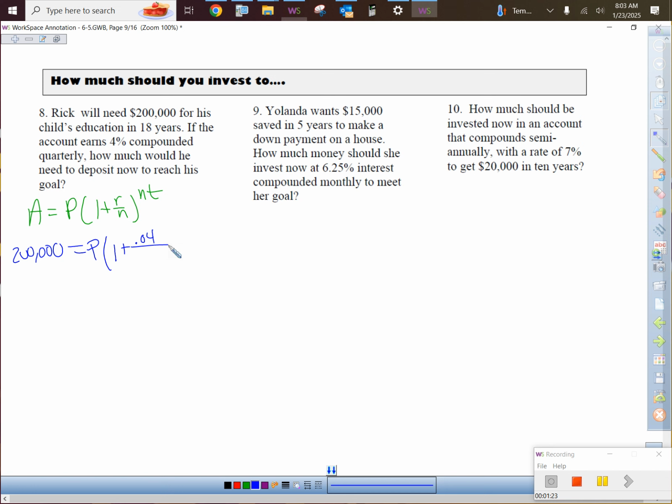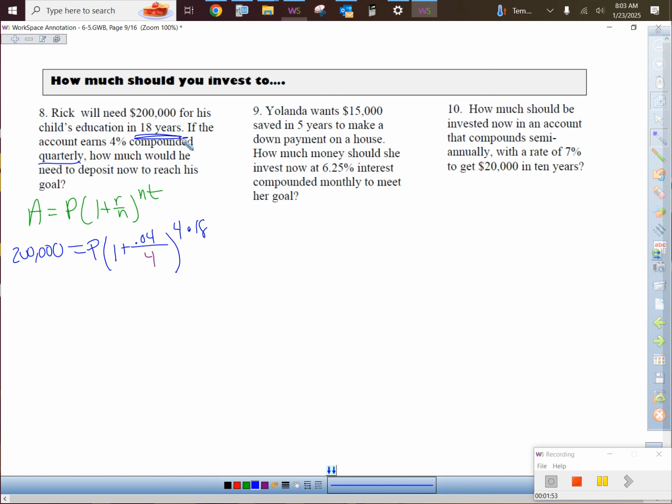N is the number of times we get interest. They use a word for us, like quarterly, monthly, daily, weekly, semi-annually. What did they use in this case? Quarterly. So what are we going to use for our number? 4. Then it's going to be raised to the 4 times the time in years. How long is this going to be for? 18 years. Doesn't that make a lot of sense? If you just had a baby today, 18 years from now, that child should be 18 years old, and that's when they're most likely going off to college. That's why it's 18 years in that case.